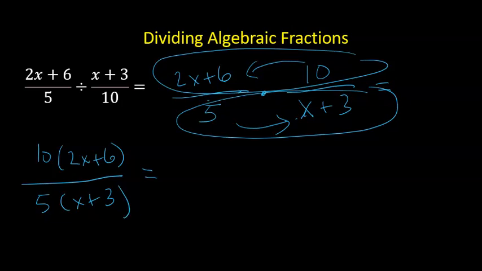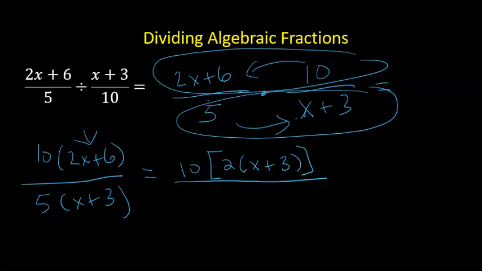Okay, what do I do now? Well, I can factor this out. 10, 2, what would that be? It would be an x plus a 3. And then, yeah, we'll keep that as it is. x plus 3. Great.